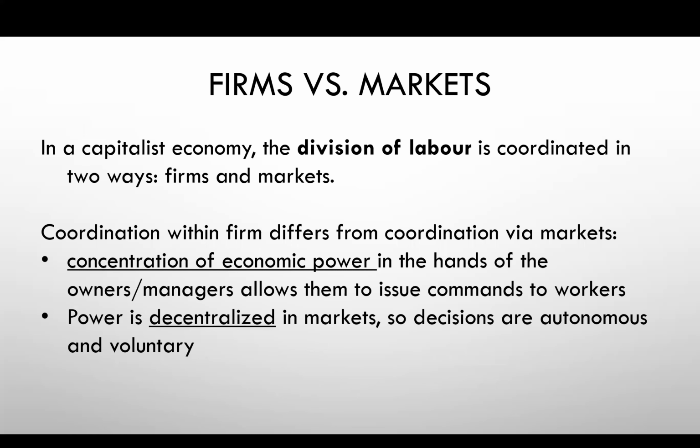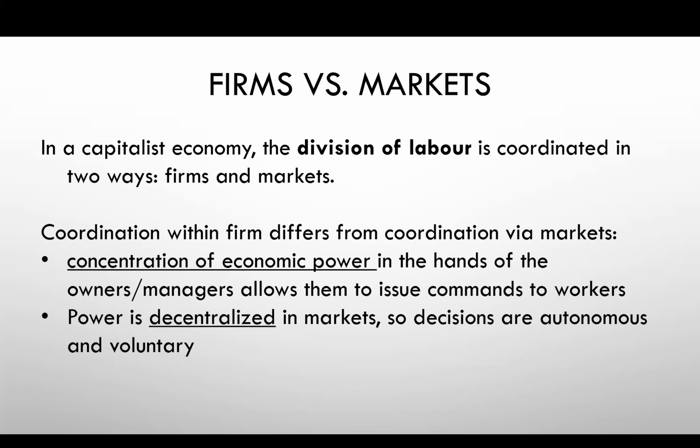So, firms versus markets. In the capitalist economy, the division of labor is coordinated in 2 ways: firms and markets. Coordination within firms differs from coordination via markets. So, as I described previously, the concentration of economic power in the hands of the owners and managers allows them to issue commands to workers.